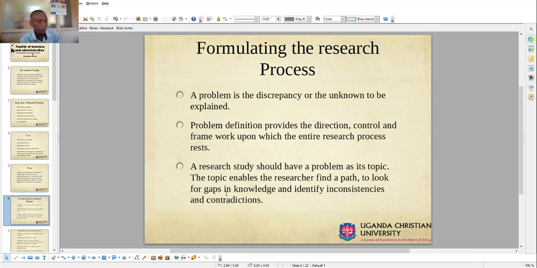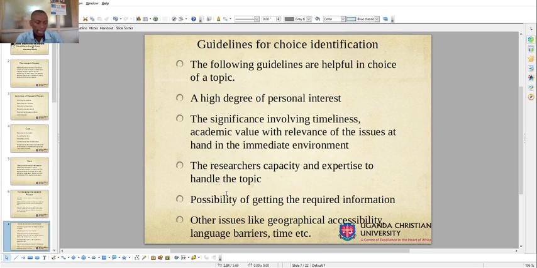So guidelines for problem identification. If you're choosing a topic, there are some guidelines you have to go through. These are the guidelines to go through when we are choosing a topic.